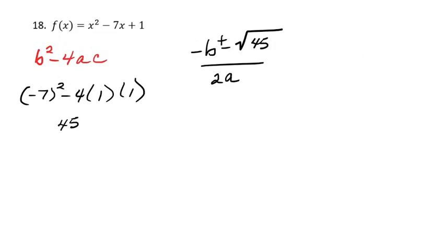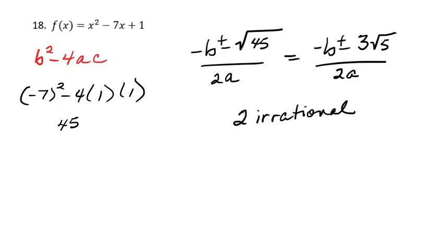So when I use the discriminant on this problem, I get 45. Now 45 is not a perfect square. I could simplify this if I wanted to. It would simplify to 3 times the square root of 5. But even though I simplify it, I still have a square root in here. So I have 2 irrational solutions. But irrational solutions are real solutions. So I'm going to have 2 x-intercepts.